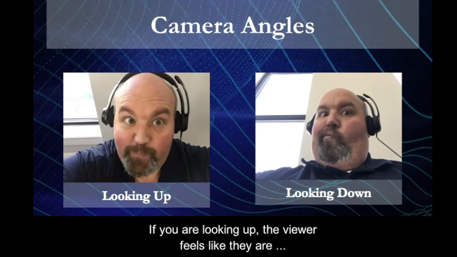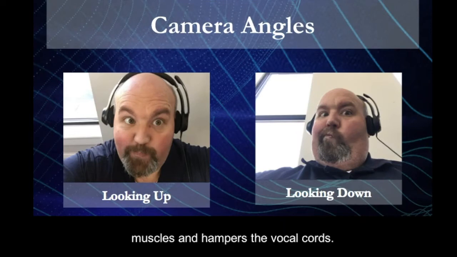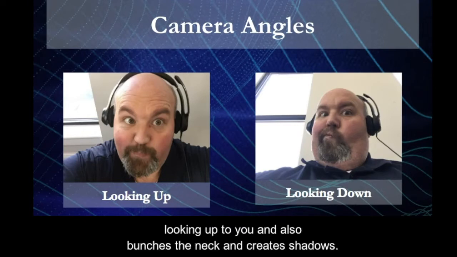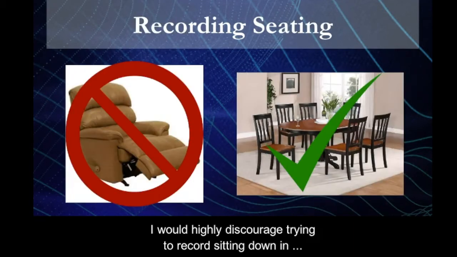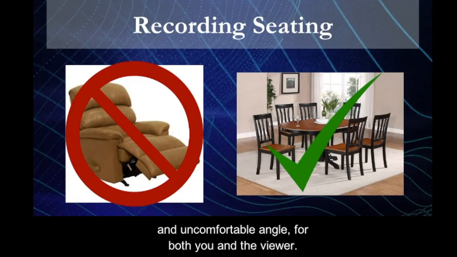If you are looking up, the viewer feels like they are looking down on you, and it actually strains the neck muscles and hampers the vocal cords. Looking down makes the viewer feel like they are looking up to you and also bunches the neck and creates shadows. I would highly discourage trying to record sitting down in a couch or recliner position because it will create an odd and uncomfortable angle for both you and the viewer.